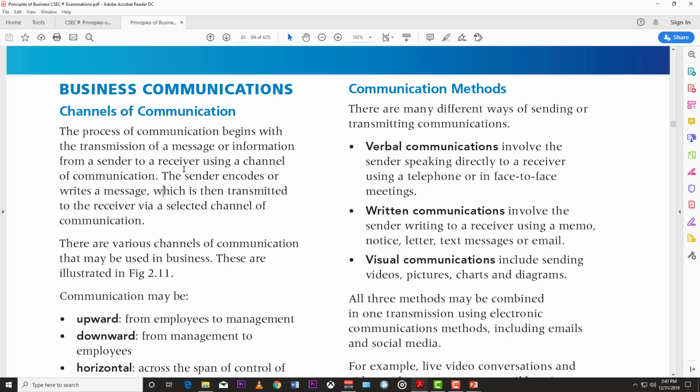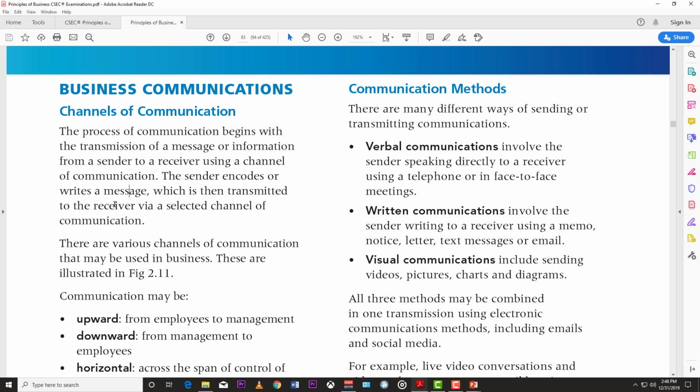Then you have the sender would encode the message. So encoding is the next one. So the sender would encode, and of course the message, which is the third element. So you have the sender going to encode the message, so that's three. Then it's transmitted via whatever channel. So that's the next one: the method, the means, the communication channel.